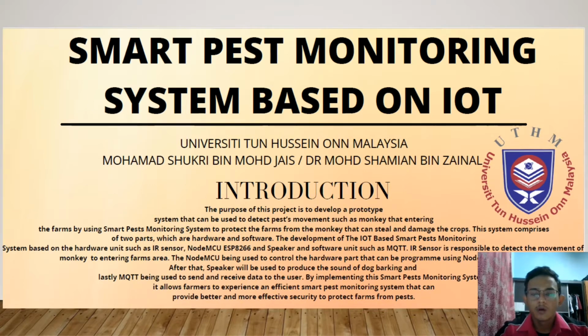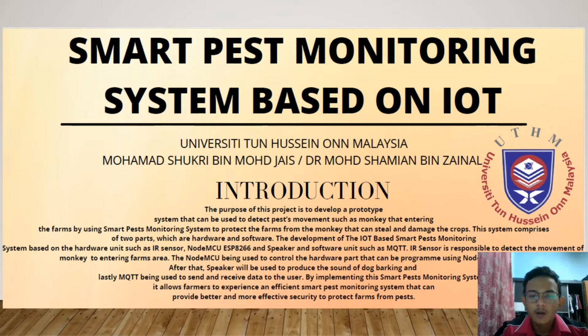The introduction of this project is to develop a prototype system that can be used to detect pets' movements, such as monkeys entering the farms, by using the smart pet monitoring system to protect the farm from monkeys that can steal and damage the crop.